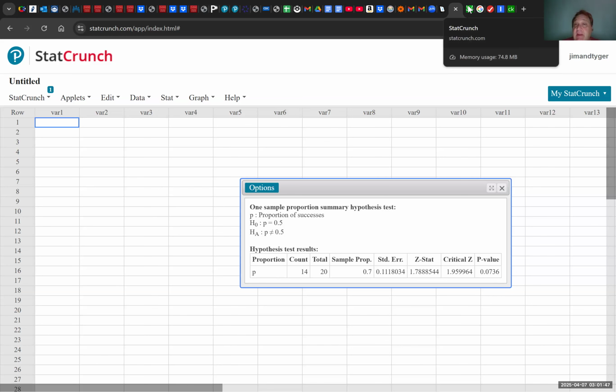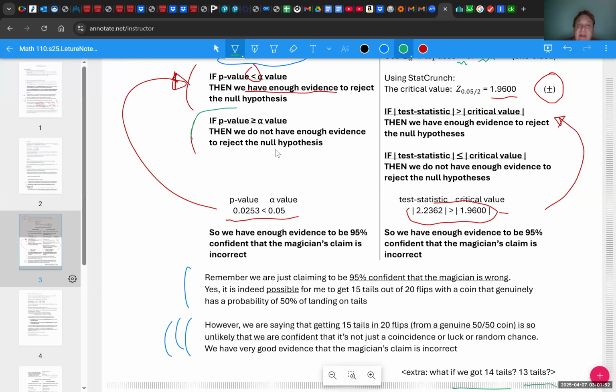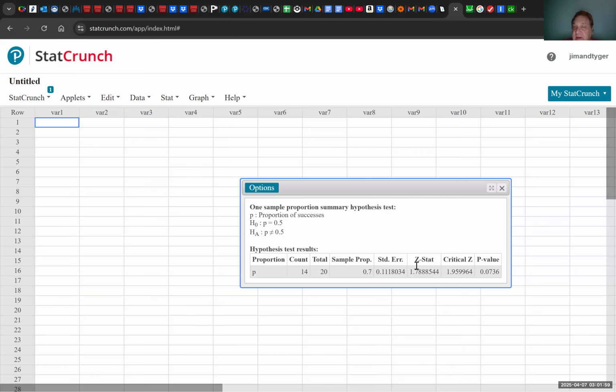So this is now the other case, where if the p-value is greater than the alpha value, we do not have enough evidence. And once again, we can use the test statistic and critical value method. The z-stat is the test statistic. That was 1.7, and the critical value is 1.96, and the z-stat is not greater than the critical value. So once again, we don't have enough evidence, because the test statistic is not greater than the critical value. We can answer the question just by using the exact same formulas and plugging in the numbers that we actually got this time, which was 14.